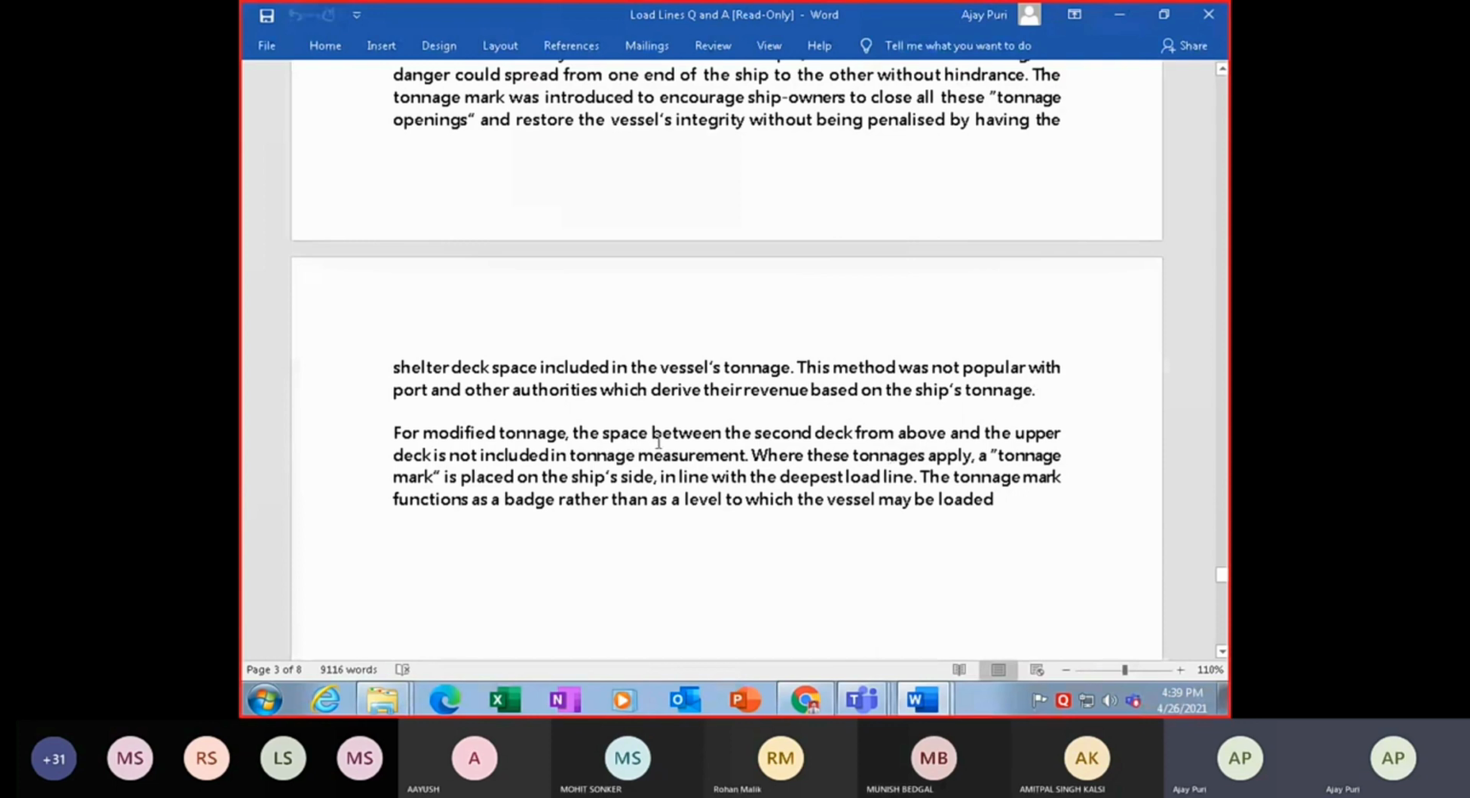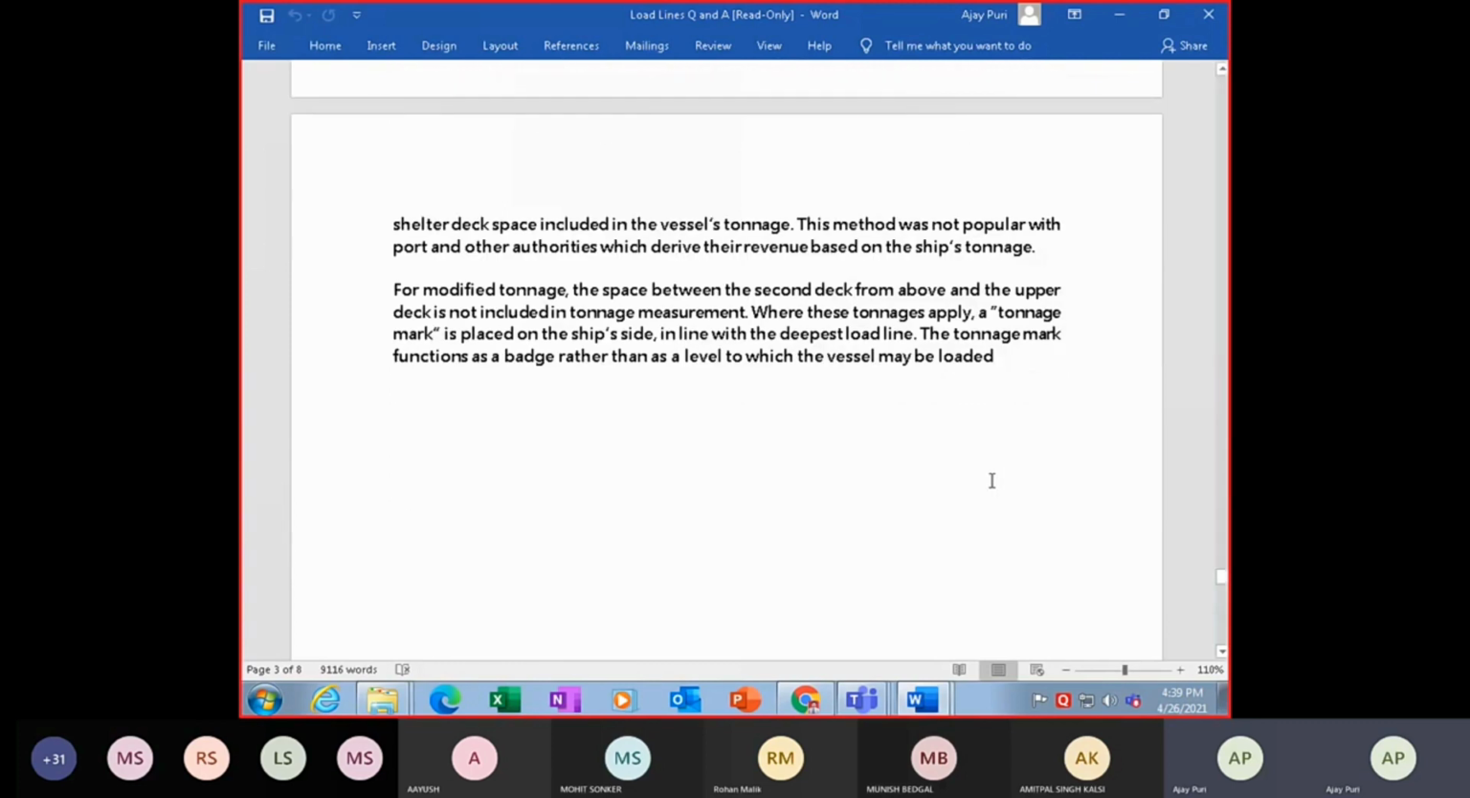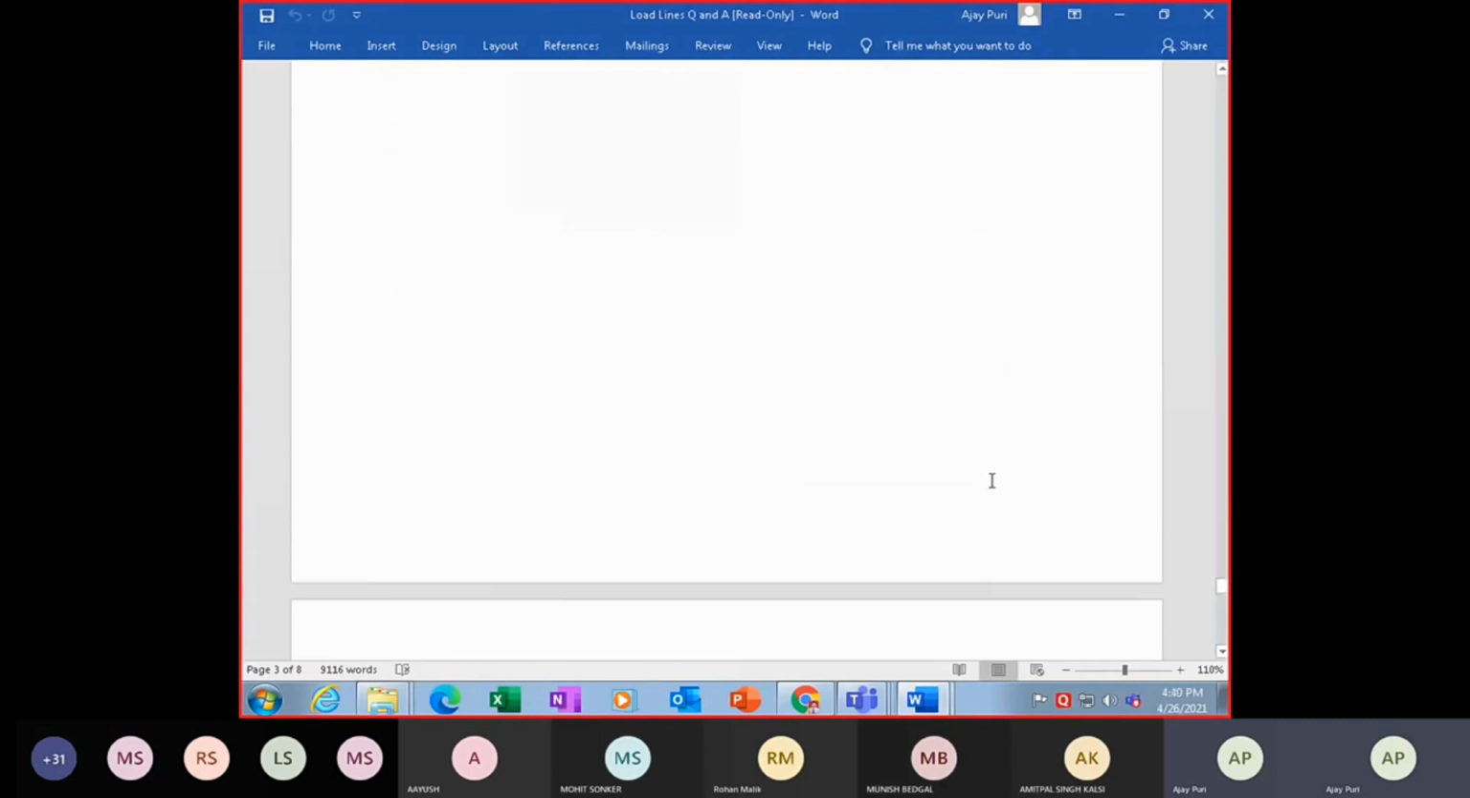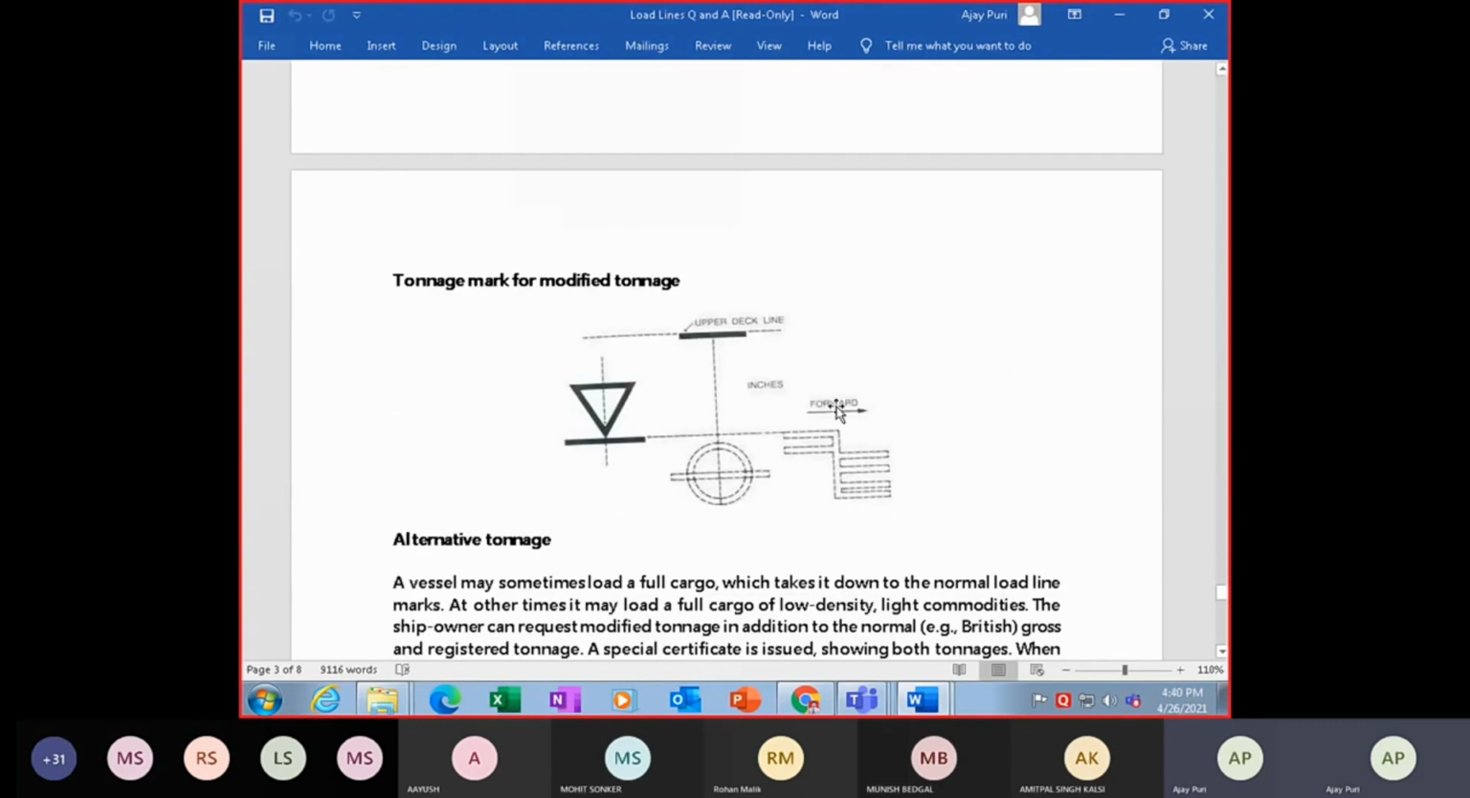So for modified tonnage, the space between the second deck from above and the upper deck is not included in tonnage measurement. Where this tonnage applies, a tonnage mark is placed on the side in line with the deepest load line. The tonnage mark functions as a badge rather than a level to which the vessel can be loaded. So this is your modified tonnage.